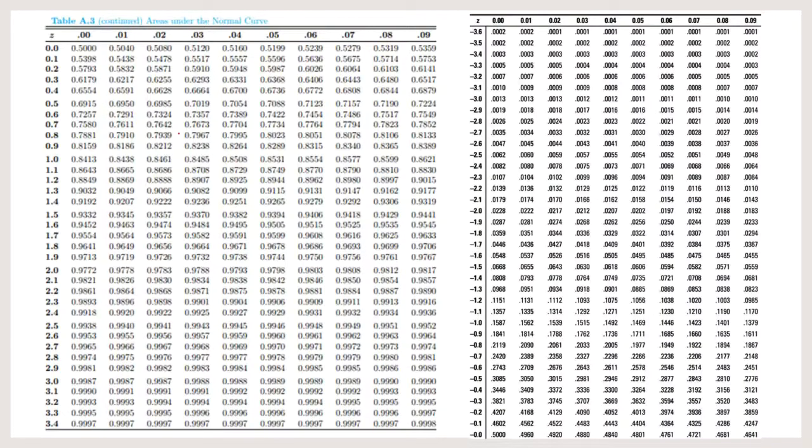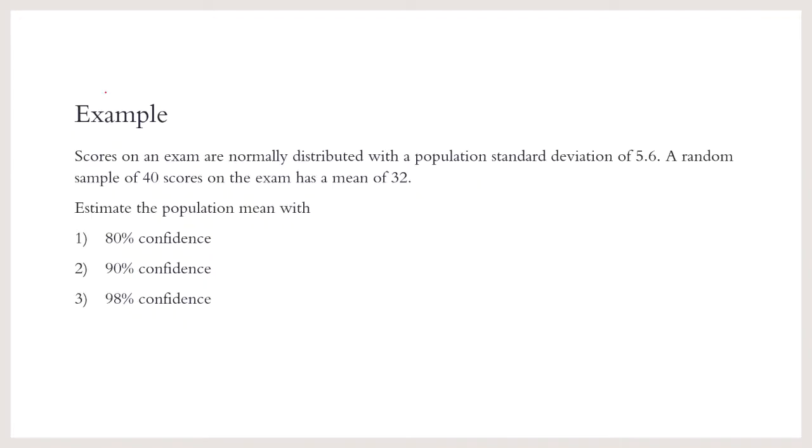So again, we have here the table of our z-score, the positive and the negative table. Let's try to solve some examples under this one. Scores on an exam are normally distributed with a population standard deviation of 5.6. A random sample of 40 scores on the exam has a mean of 32. Estimate the population mean with 80% confidence.